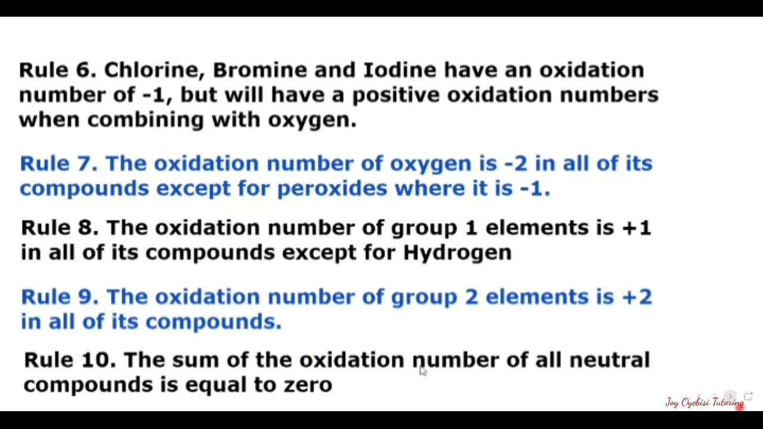Rule 8, the oxidation number of group 1 elements is +1 in all of its compounds except for hydrogen. Already we said that hydrogen is -1 when it is combining with metals to form hydrides. So that is why "except for hydrogen" is in this sentence. Rule 9, the oxidation number of group 2 elements is +2 in all of its compounds. Rule 10, the oxidation number of all neutral compounds is equal to 0. All right, so these rules will help us to solve some of the examples I have.